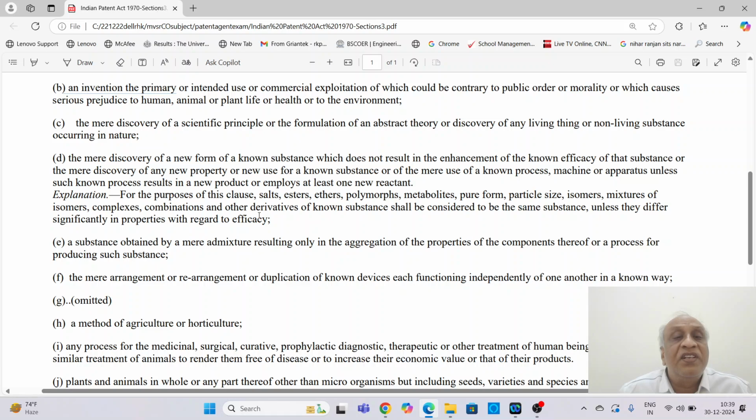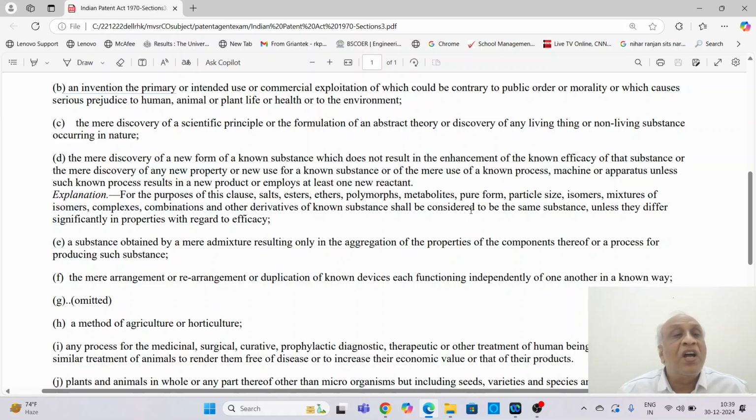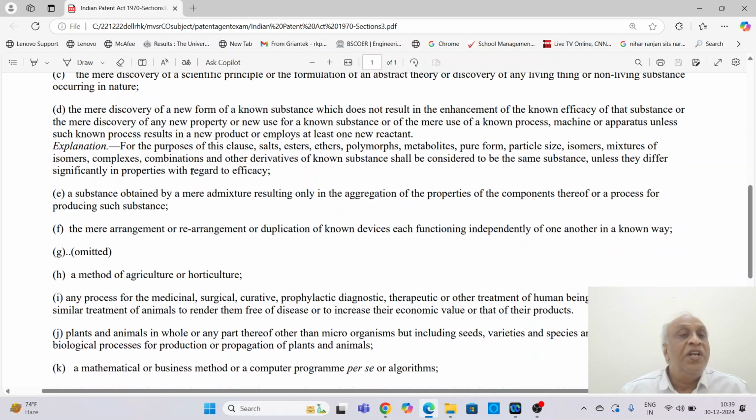Say for example, salts are there, ethers are there, esters are there, polymorphs are there, metabolites are there, pure form, particle size, isomers, mixtures of isomers, complexes, combinations, and other derivatives of known substance. So all of this will come under it, unless they are significantly different in properties related to efficacy. So Section 3D is pretty important related to the pharma world. Section 3D says that this cannot be patented.